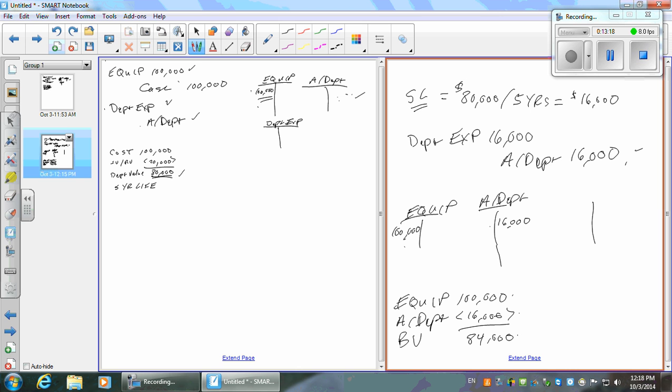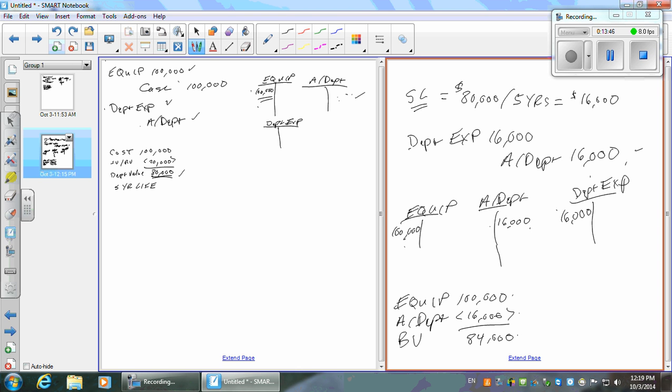Then what's going to happen? I also have depreciation expense. I should have put that down here, I guess. I also have depreciation expense with how much in it? 16,000. But where am I going to put that, by the way? No, debit depreciation expense, credit accumulated depreciation. Right, everybody? Okay, good.